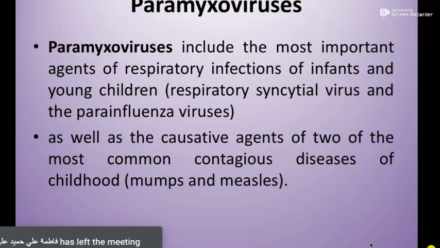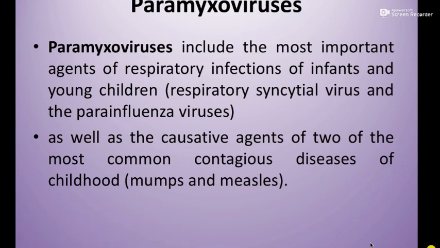This family of paramyxoviruses includes the most important agents of respiratory infection in infants and young children, which are RSV, respiratory syncytial virus, and parainfluenza viruses, as well as the causative agents of two of the most common contagious diseases in children, mumps and measles.